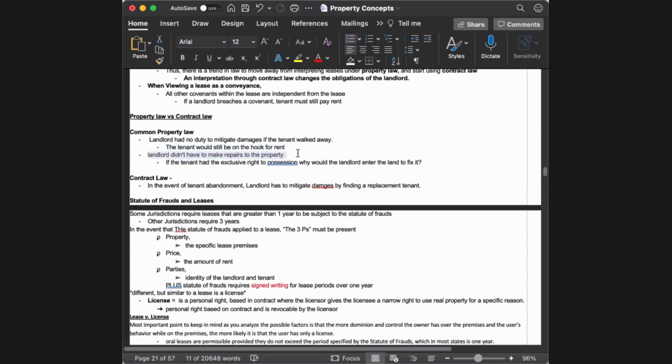Second part of this is the landlord didn't have to make repairs to the property. If the tenant had exclusive right to possession, we asked the question, why would the landlord enter the land to fix it? This is just one of those old common law things where, because we've granted exclusive possession to the tenant, courts used to not be very cool with forcing the landlord to fix the issues.